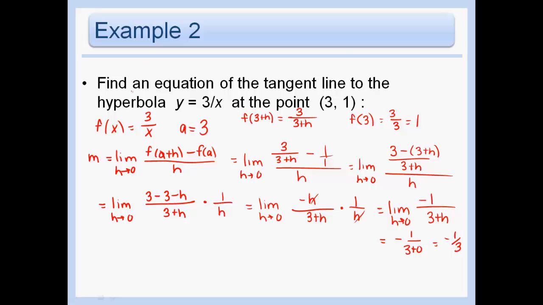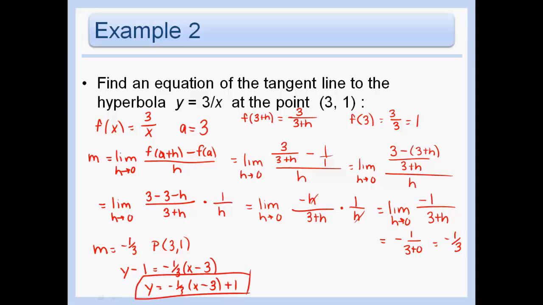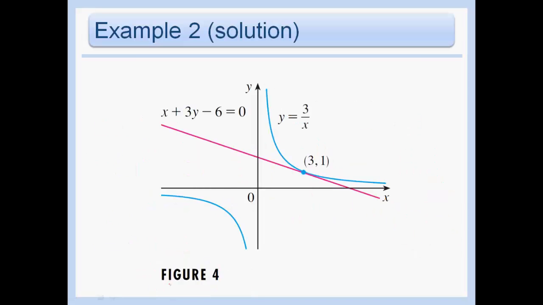Go back to the question. They asked us to find the equation. So we have a slope. We have a point. y minus y1 equals the slope times x minus x1. And all you've got to do is solve for y. Don't have to multiply this out any further, and that is your final answer. Here's just a neat little picture of it.